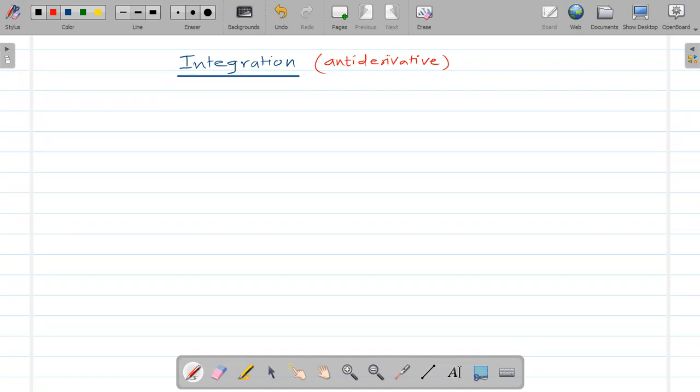Now today we are going to discuss some integrations of some standard functions. Okay, so let us see. Now by derivative we will write the rules of integrations of some standard functions. So let us see here.